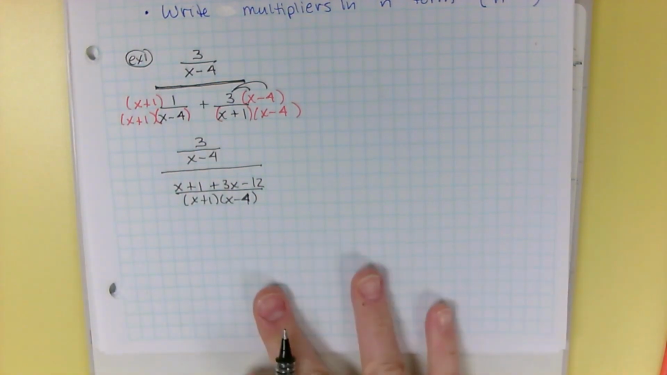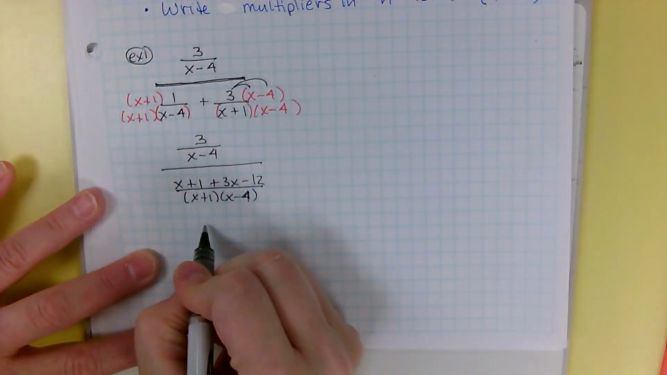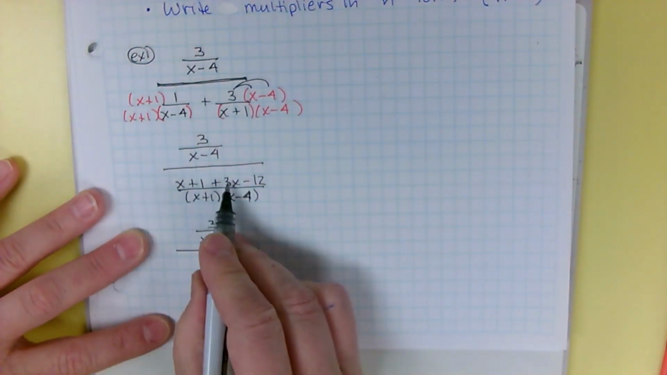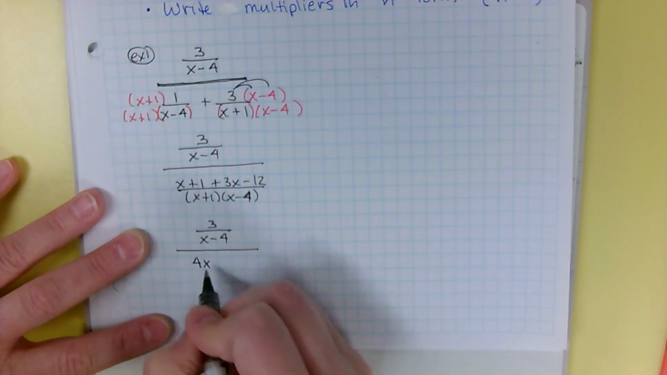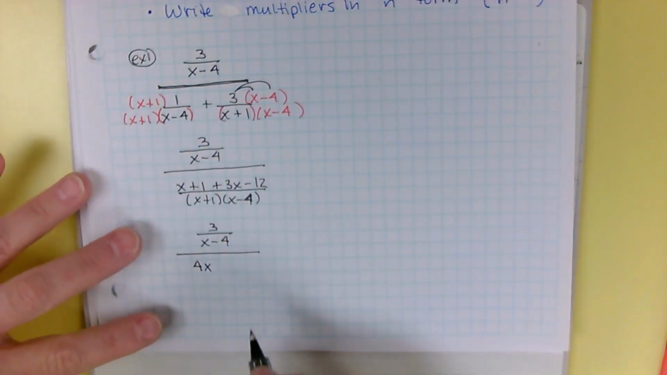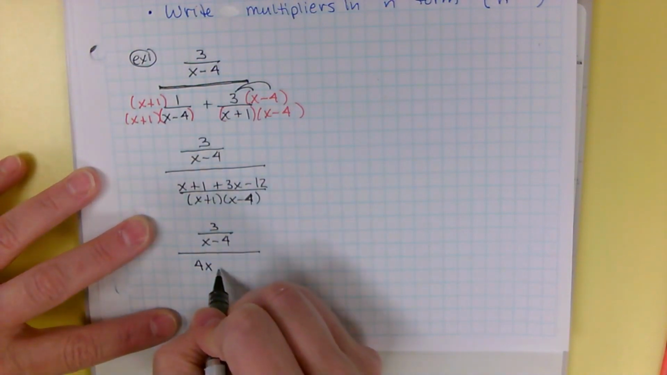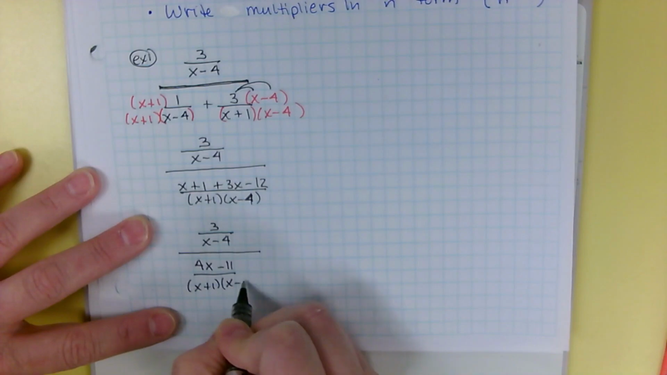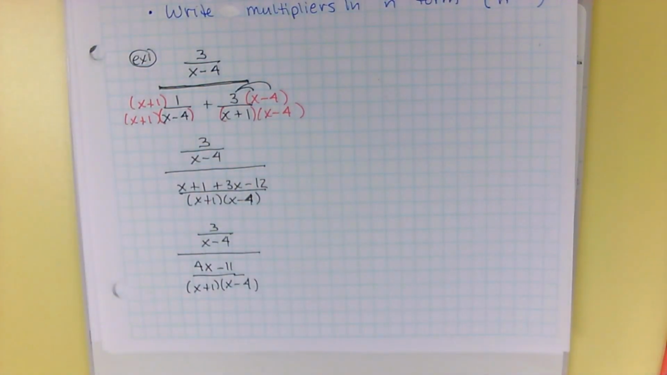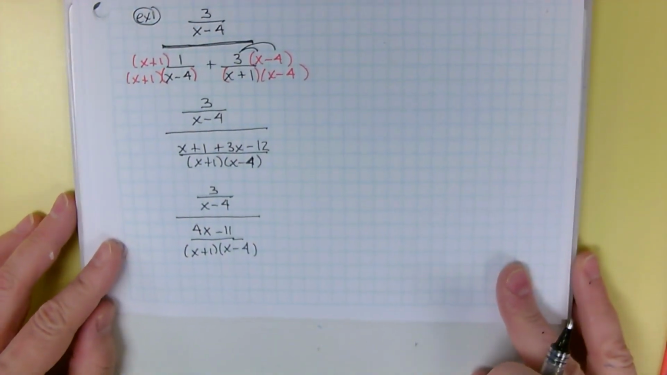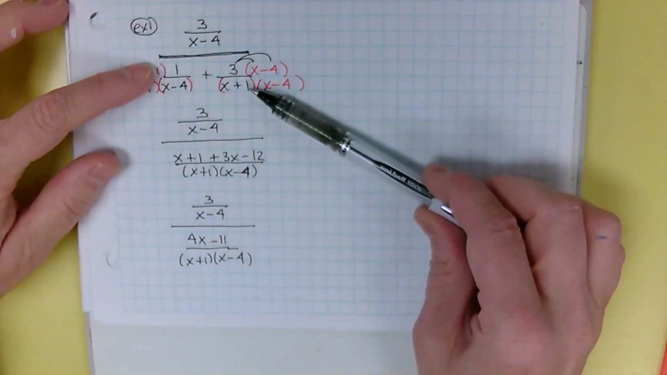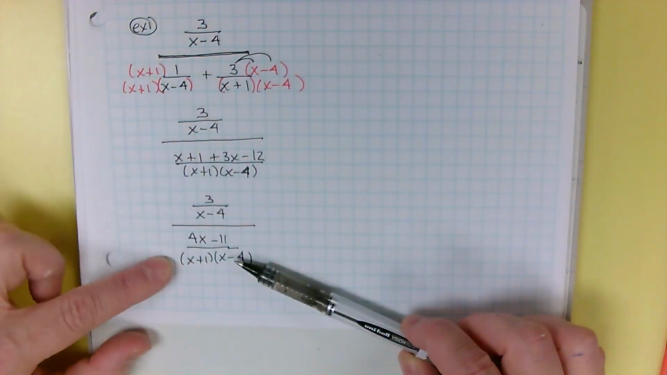Okay, so now we're going to finish simplifying the bottom. So just rewrite the top. And 3x plus x is 4x, and 1 minus 12 is negative 11. All over x plus 1, x minus 4. And that top does not factor anymore, so I'm done. So really, this is just combining two things you guys have already learned. You've learned how to add, and you've learned how to factor and reduce.